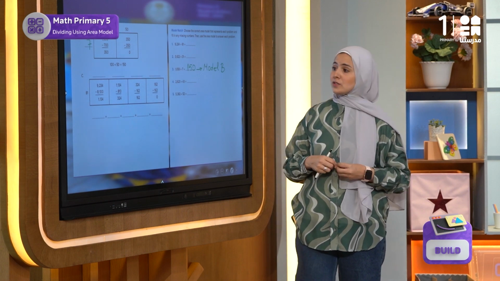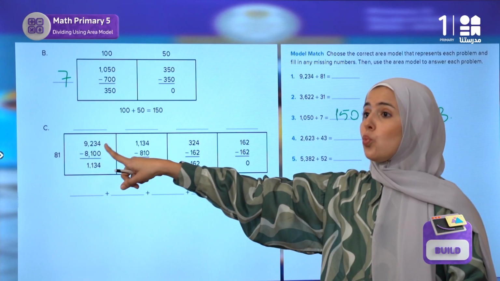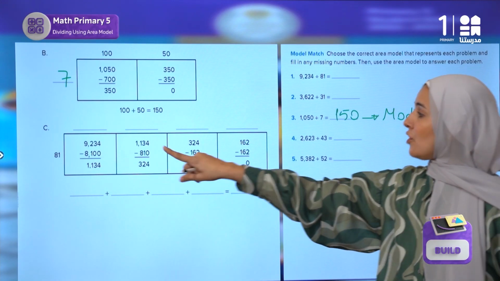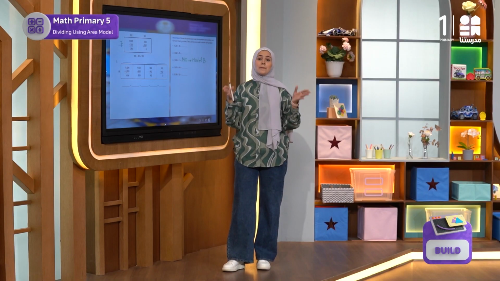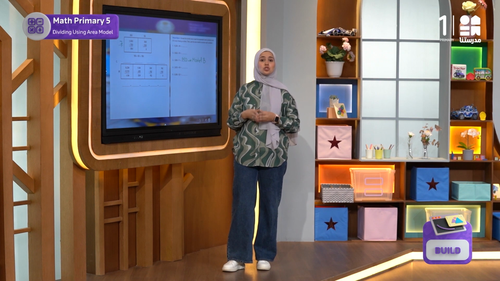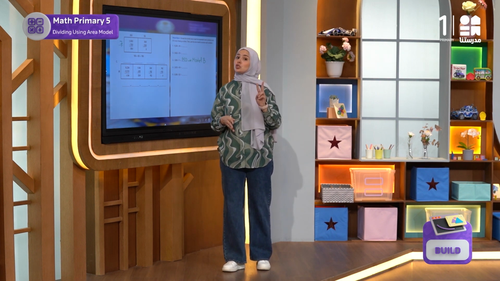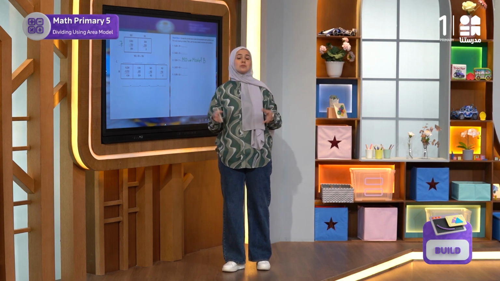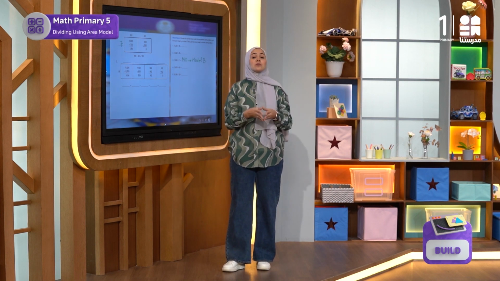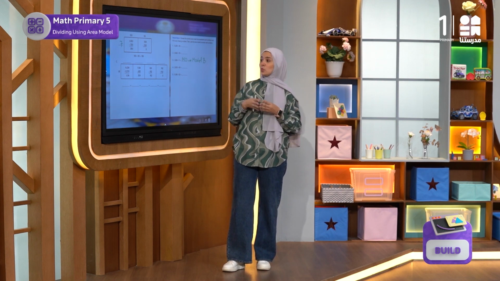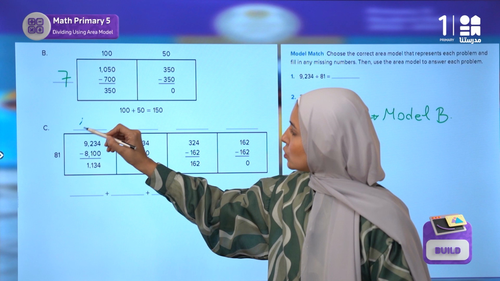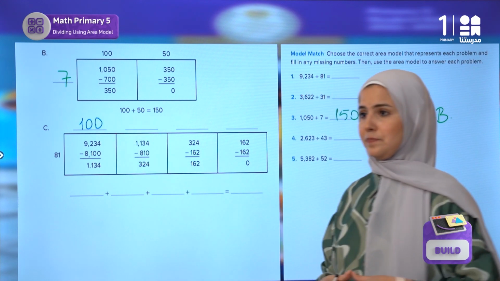Now let's identify the product in each part of the model in front of us. In the first part, what do we have? 8100 is subtracted from the dividend. That makes us think of a multiple of 81 that is equal to 8100. We will notice here that there are 2 zeros in the number, and that means that 81 is multiplied by 100. So the product of the first part here is 100. So here I'm going to write 100.